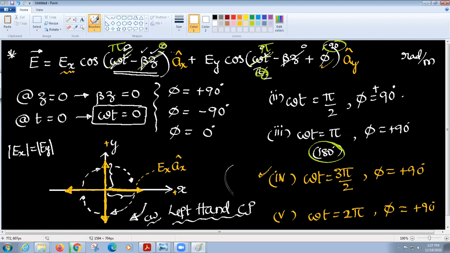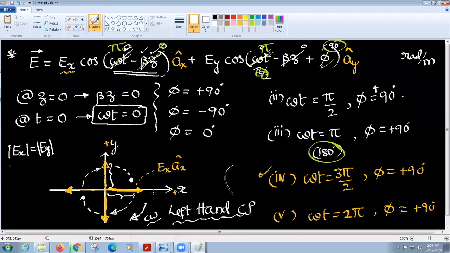So the IEEE community says you have left hand CP, but the physics community says it is right hand CP because they see from the other perspective. But we strictly follow IEEE community standards. So therefore it is left hand circular polarization. All right. This is very simple. If Ex is not equal to Ey, then you must have left hand elliptical polarization. So there is no big deal in this.